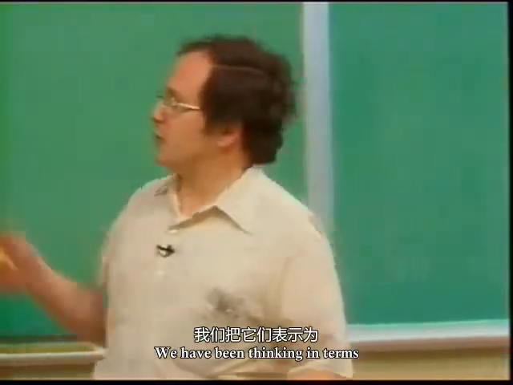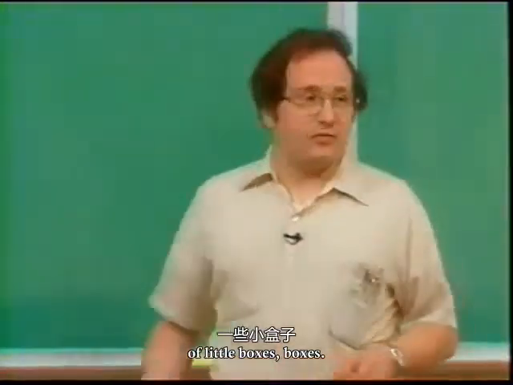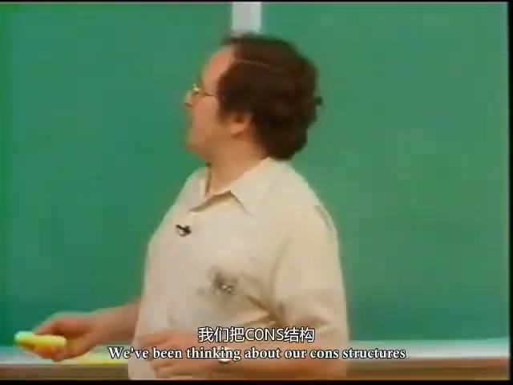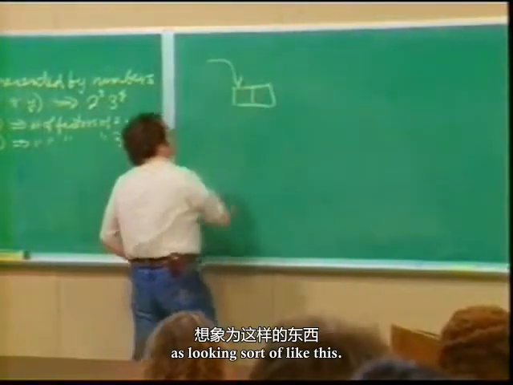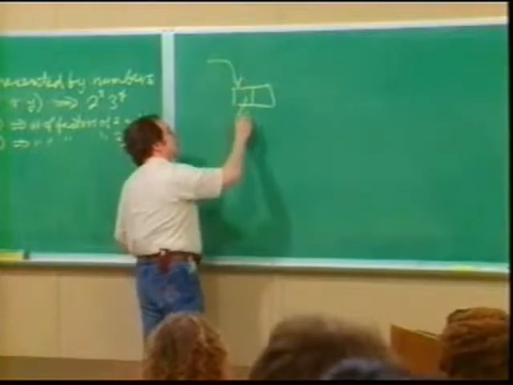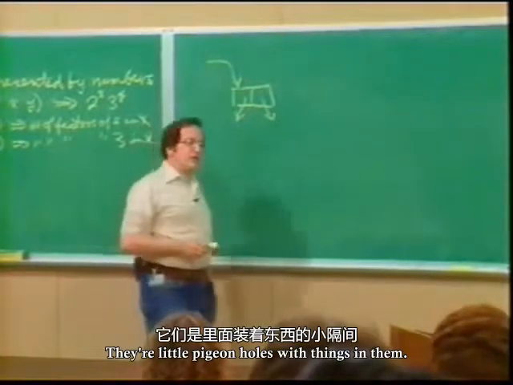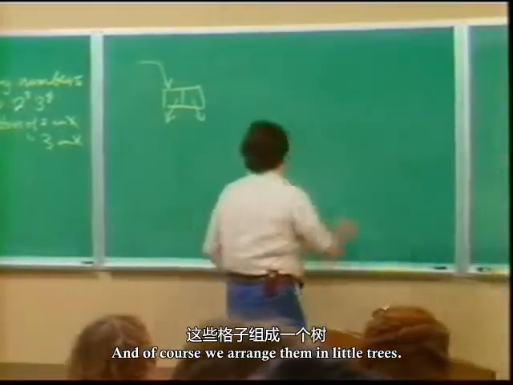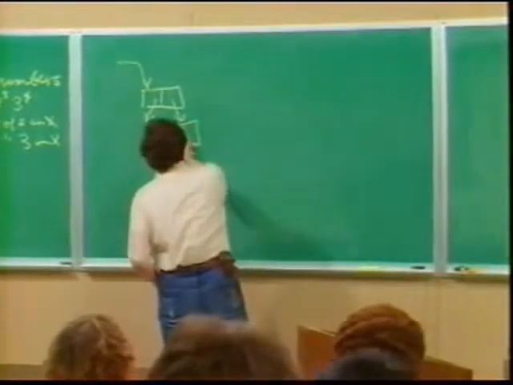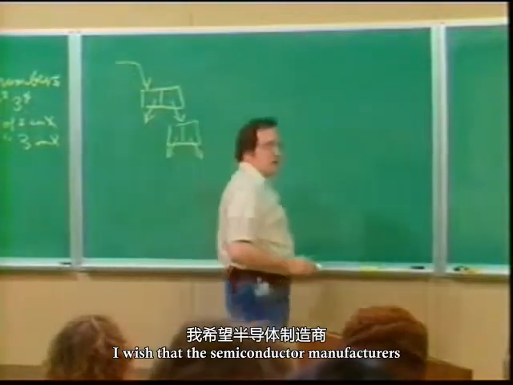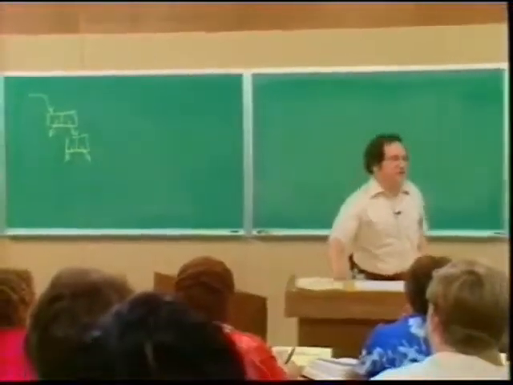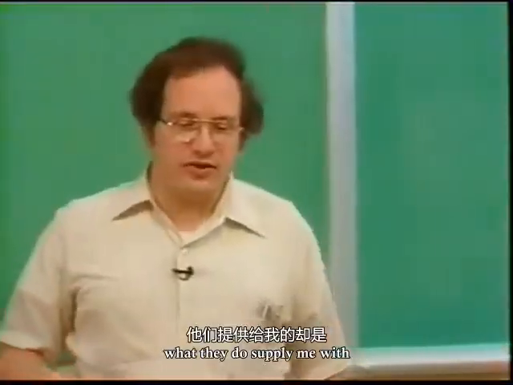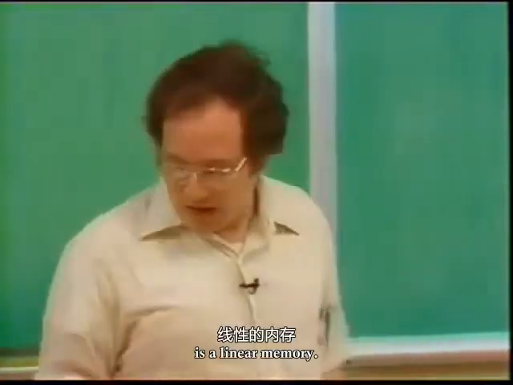We have been thinking in terms of little blocks and boxes, right? We've been thinking about our cons structures as looking sort of like this. Okay? They're little pigeonholes with things in them. And of course, we arrange them in little trees. I wish that the semiconductor manufacturers would supply me with something appropriate for this, but actually, what they do supply me with is a linear memory.